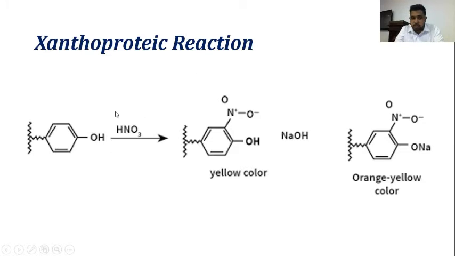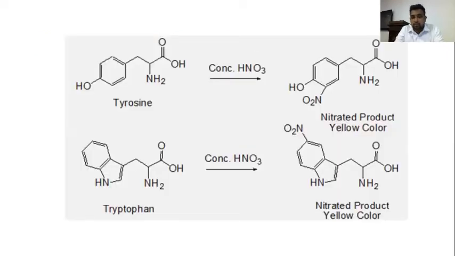So here, as you can see, no other groups are involved with this reaction, only the aromatic ring. So any amino acid containing an aromatic group can give positive results for xanthoproteic reaction. Okay, this is very important. So here you can see, tyrosine contains this kind of aromatic ring, and when adding concentrated nitric acid and sodium hydroxide, it gets nitrated and the product is in a yellow orange color.